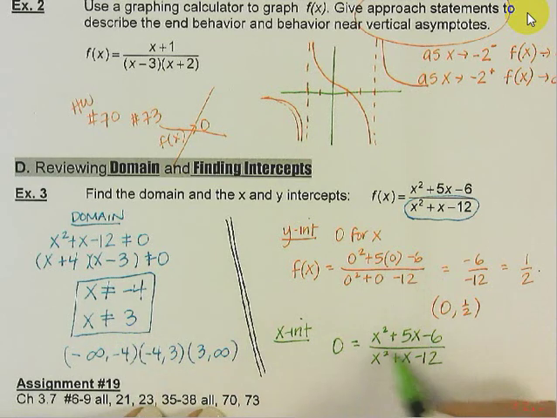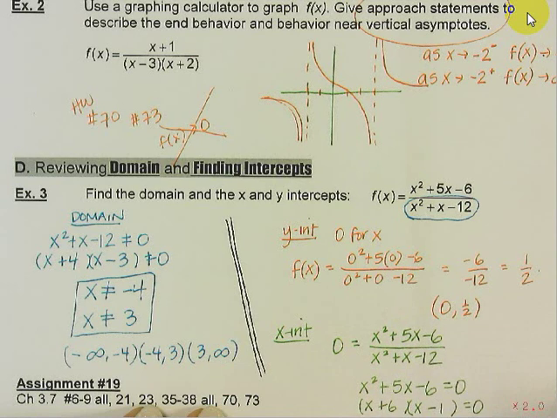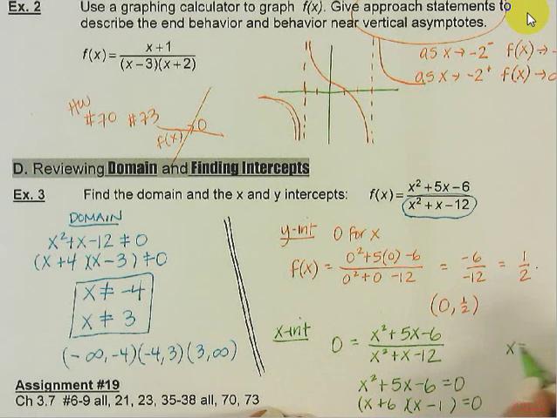But what I do care about is when the top is equal to 0, because 0 over anything is going to be 0. So if I set the top equal to 0, I'm going to factor it and I'll get my 2 values, and I'm going to have 2 x-intercepts. Let's see, this one factors. I think I need a +6 and a -1 to get that correct. So my 2 values are going to be x equals -6 and x equals 1. And of course, we always want them in their proper form, so I'm going to write them as ordered pairs.